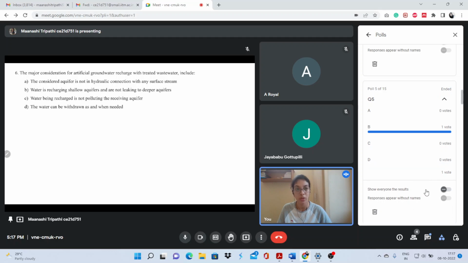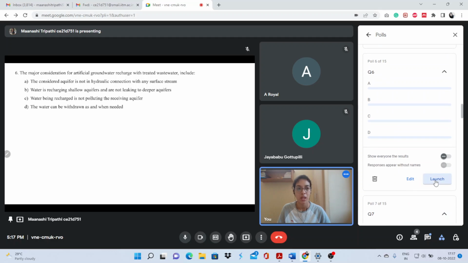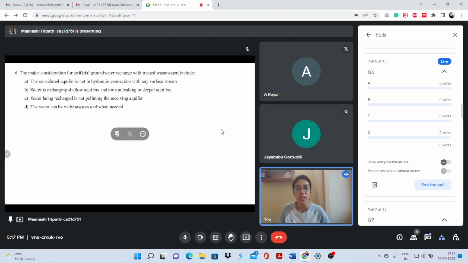So coming to question number 6. Even if the water quality is much more clear, much better than the raw water that we use itself, still there will be some social stigma. That's why we are not using it. Okay. So the next question is: the major consideration for artificial groundwater recharge with treated wastewater include, the major consideration I'm talking about.